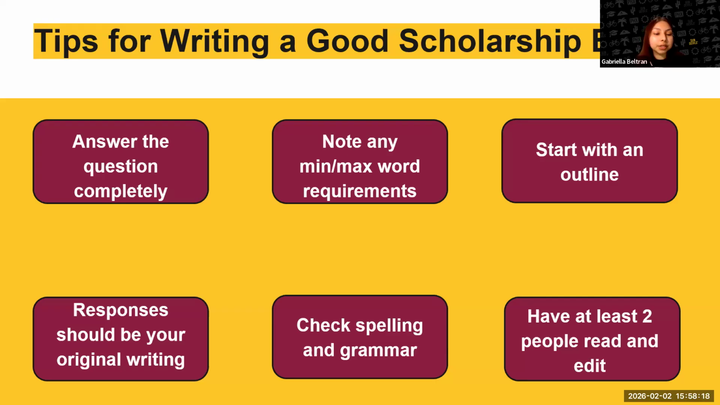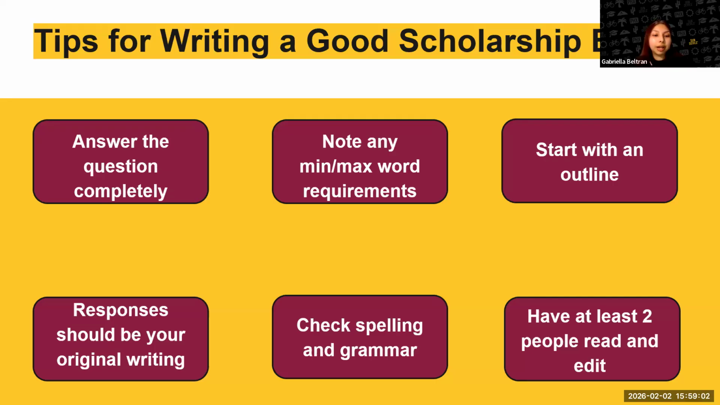Tip number four is that your responses should be your own original writing. Oftentimes we get scholarship applications where students will use ChatGPT to write their whole entire scholarship application. And oftentimes these applications don't score as well. They're very vague. They don't include a lot of detail. So it can hurt the student rather than help them when it is compared to other students who do submit their own original writing. While AI can be helpful for checking things like spelling and grammar, we do highly encourage you to submit your own original writing when submitting a scholarship application.